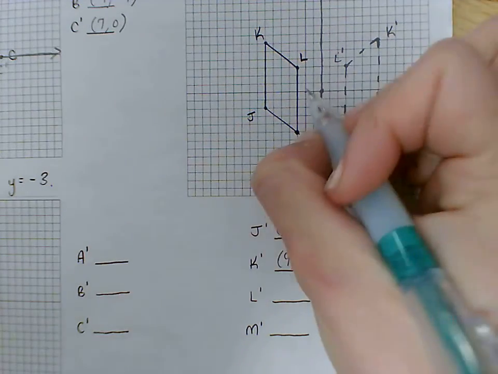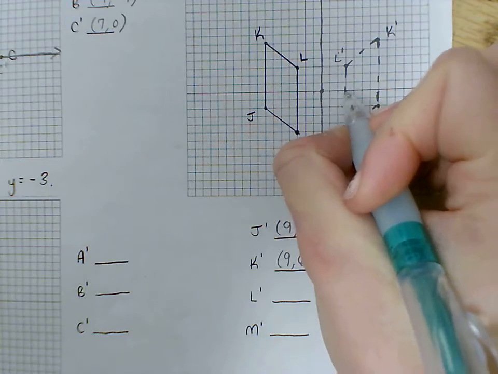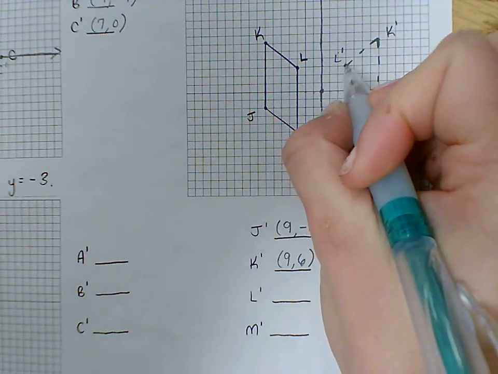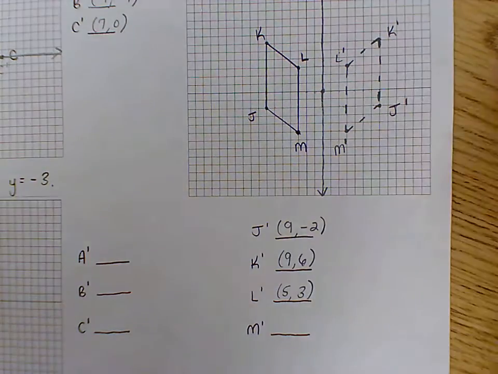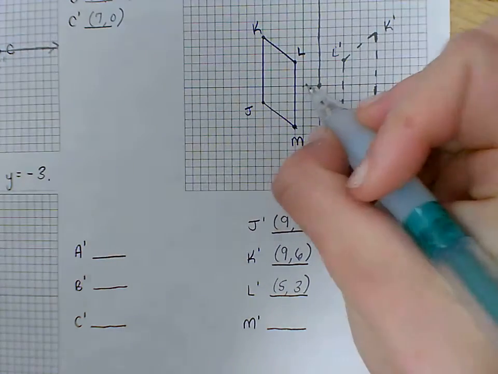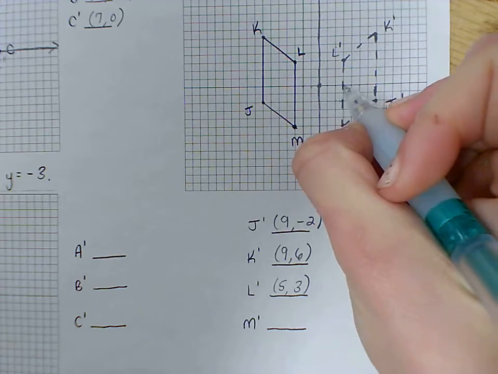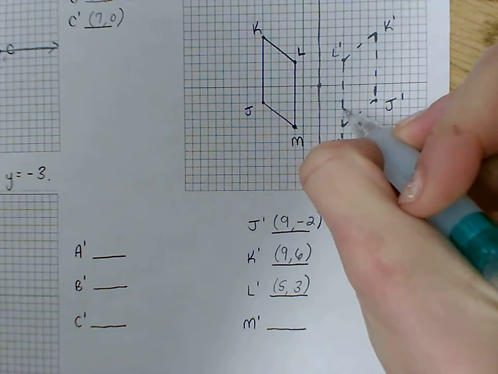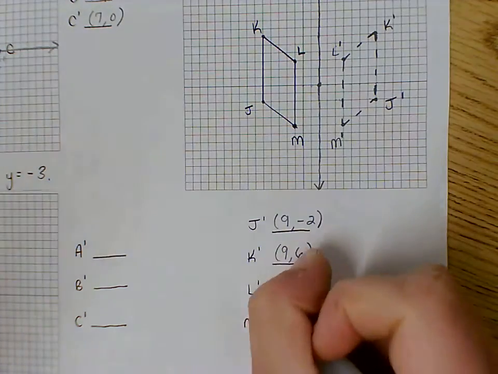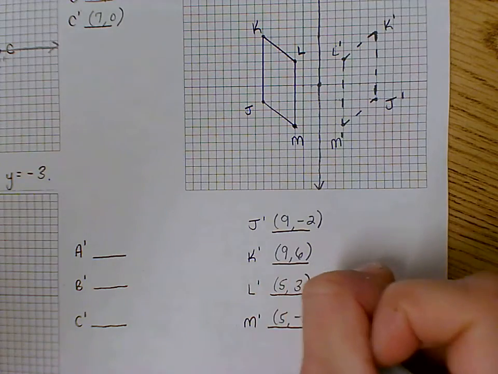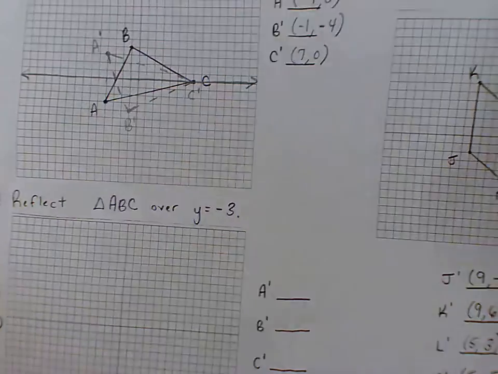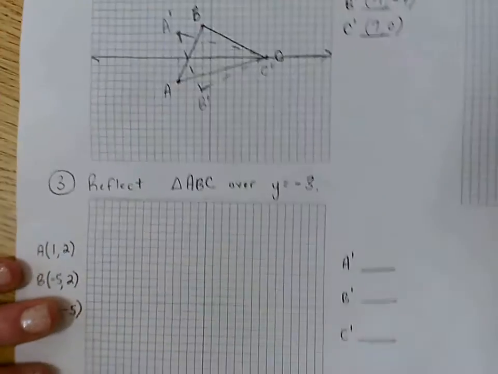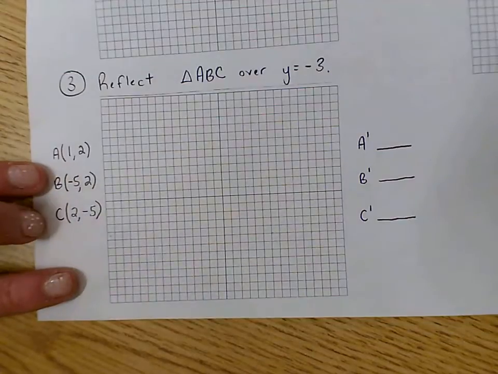L prime, 1, 2, 3, 4, 5, and then 1, 2, 3, so it'd be at 5, 3. And then, last but not least, M prime, I go 1, 2, 3, 4, 5, and then 1, 2, 3, 4, 5 down. So it'd be at 5, negative 5. So there we go. All right, let's do one more, and then we'll talk about how to reflect things over lines that aren't vertical or horizontal.